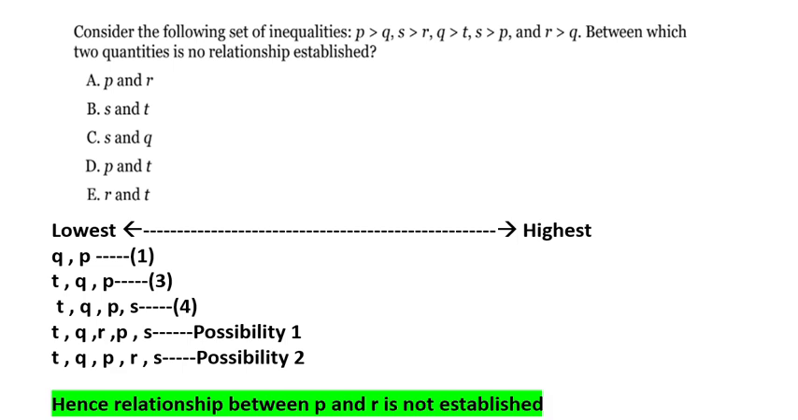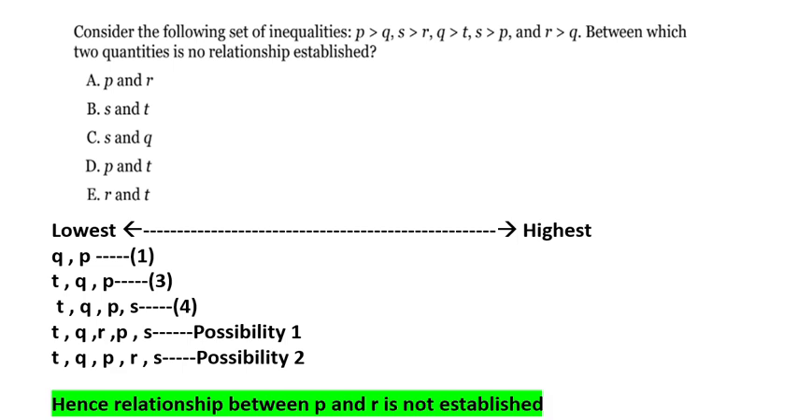The first inequality is P is greater than Q. Since Q is lowest, I have plugged it to the left of P. So Q, P is my first equation. Now the second relationship is S is greater than R. This is nowhere connected with P or with Q, so I don't know where to plug it in. So let me park this second inequality for the time being.